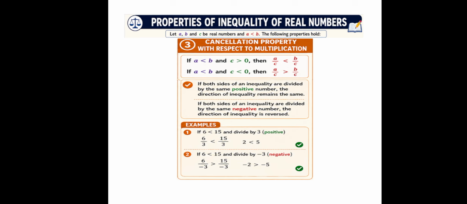As we know that 6 divided by 3 means the answer is 2, and 15 by 3 means 5, because 3 ones are 3 and 3 fives are 15. So 2 is less than 5. So it means when we divide with a positive real number, the inequality sign remains same. Now taking another condition, the second condition, a is less than b and c is less than 0.